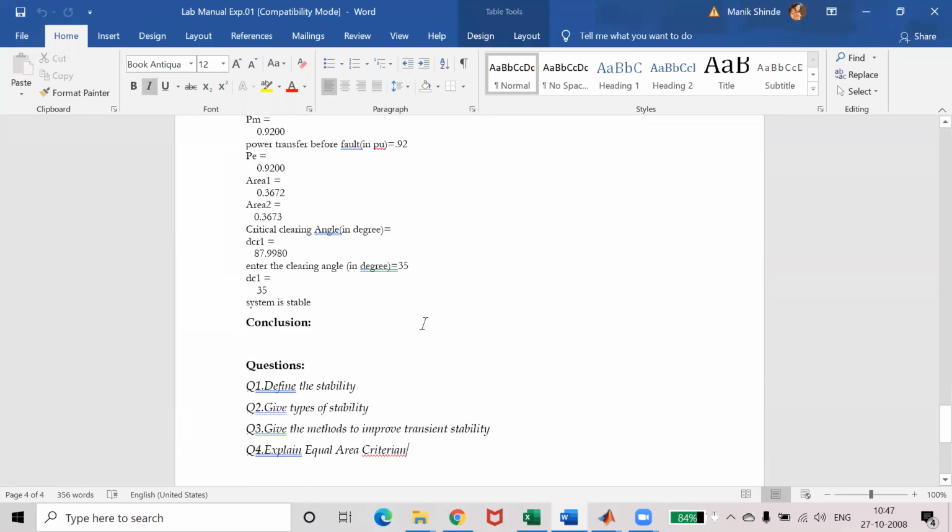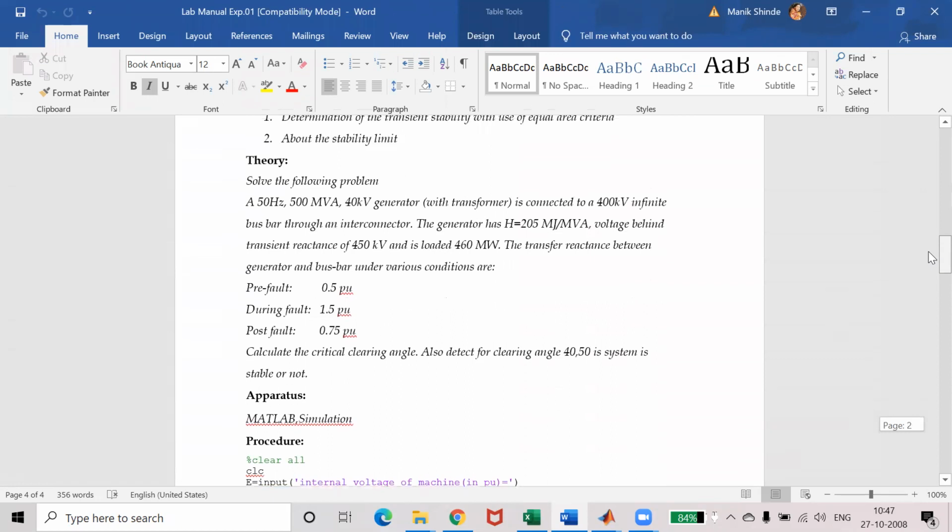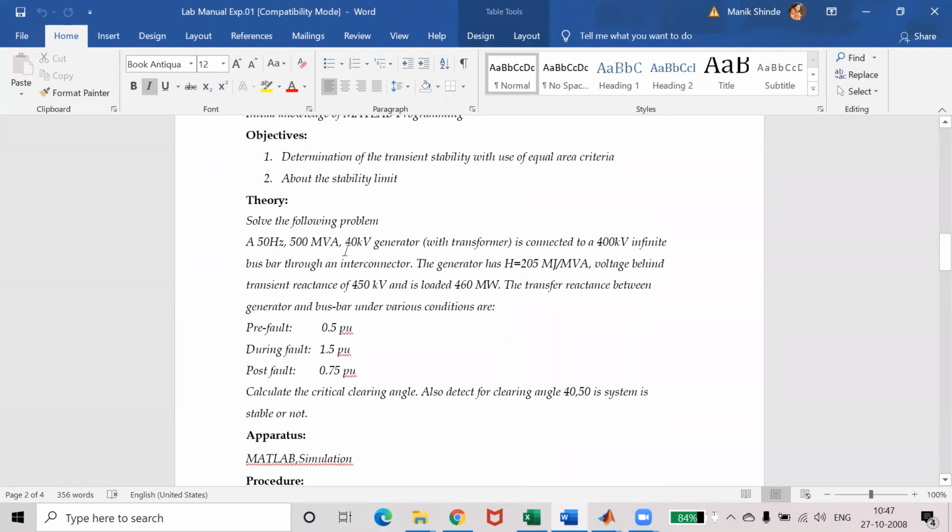Now let us consider this numerical which I am showing over here. A 500 MVA, 400 kV generator is connected to a 400 kV infinite bus bar. All the parameters are given. The pre-fault reactance is 0.5 per unit. During fault reactance X2 is 1.5 per unit. Post-fault is 0.75 per unit.